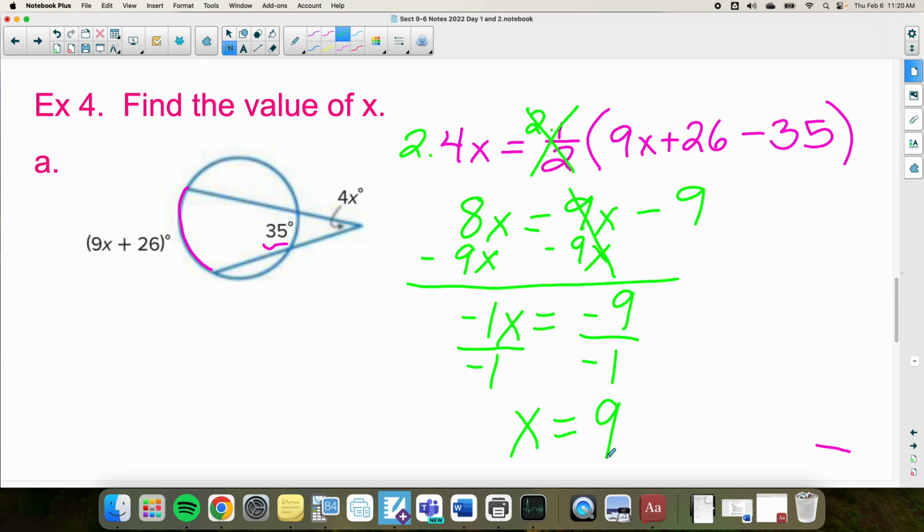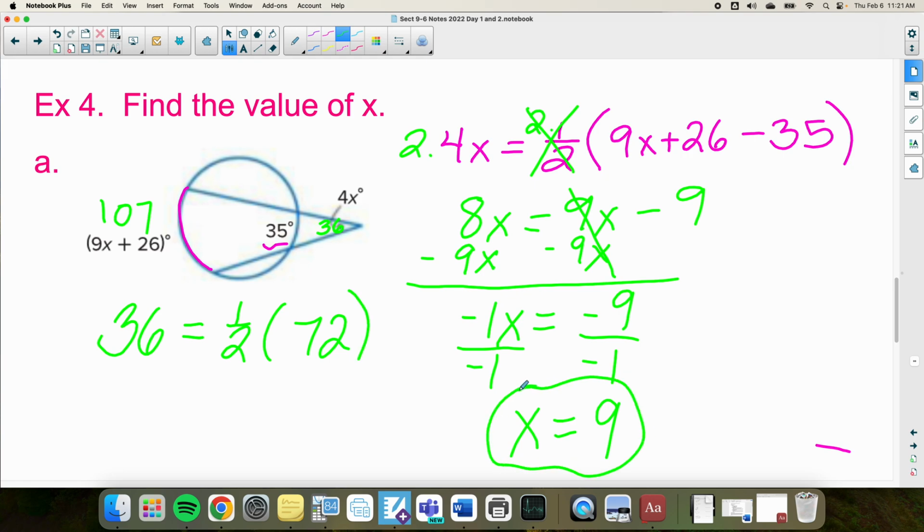And then you can put that 9 back in here. 9 times 9 is 81 plus 26, 107, correct? And then 4 times x is 36. So you could check, is 36 equal to 1/2 times 107 minus 35 would be 72, and it is. So you can check your answers there.